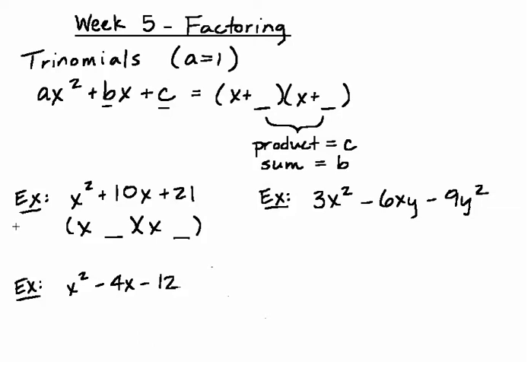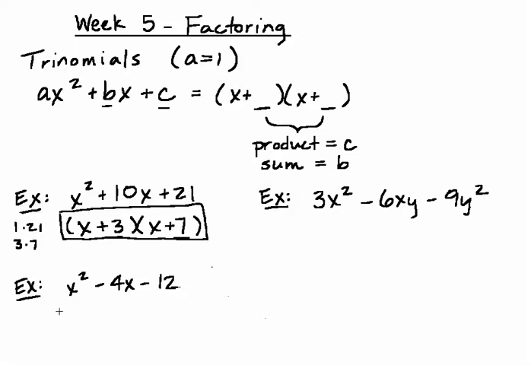So what are your factors of 21? 1 times 21 and 3 times 7. And which one of those combinations will add to equal 10? Of course, that's 3 plus 7. So that would be a positive 3 and a positive 7. So our answer is x plus 3 times x plus 7. And now it does not matter in this case which order the 3 and the 7 are in. You could have said x plus 7, x plus 3, and that would have still been the correct answer.